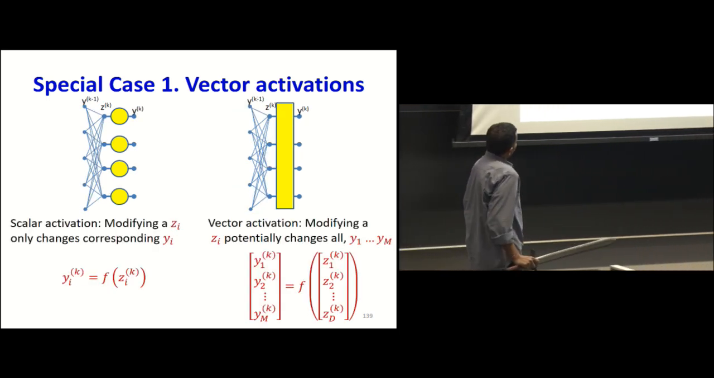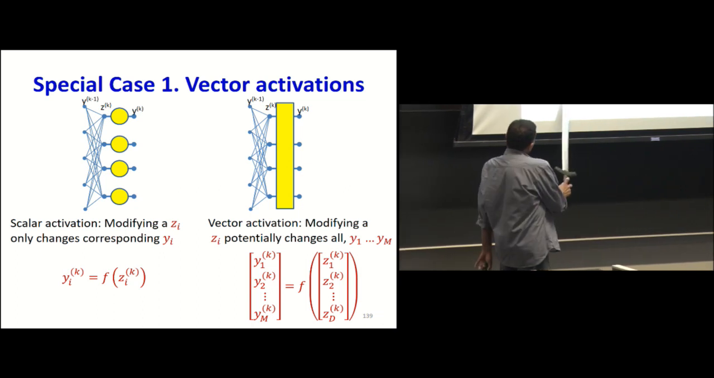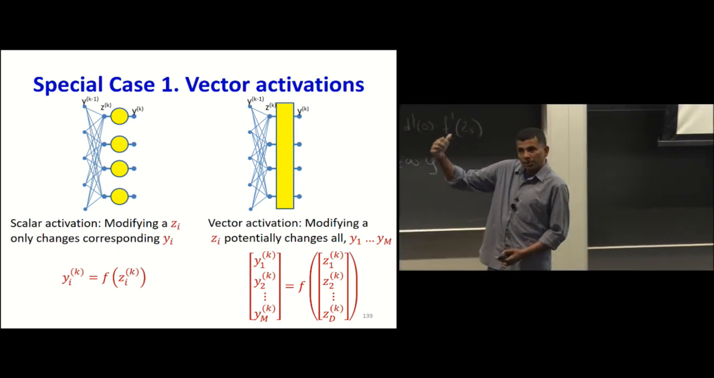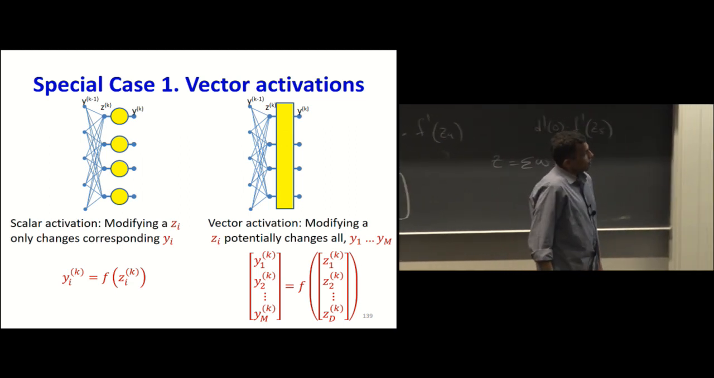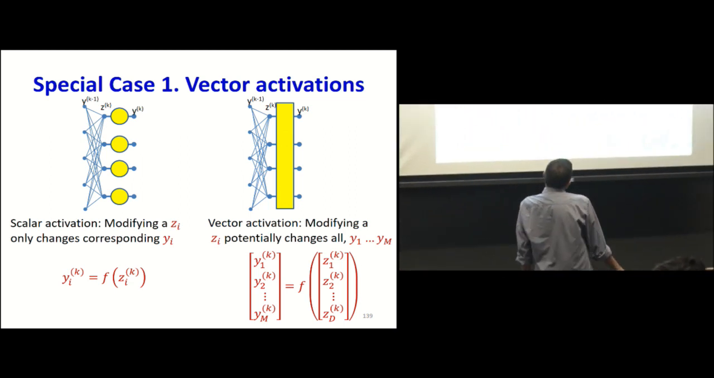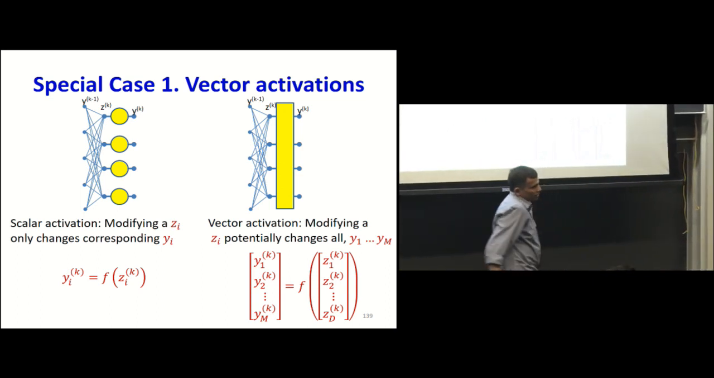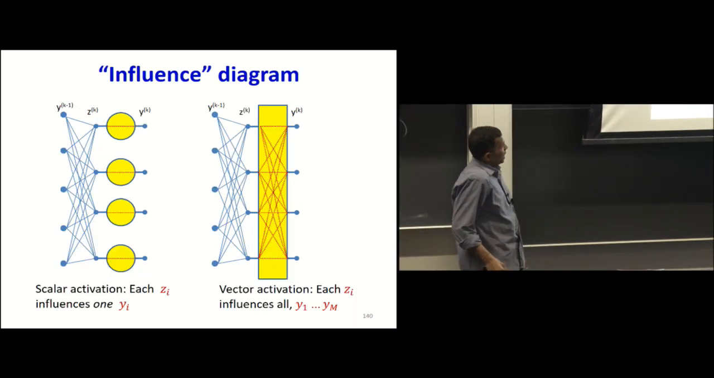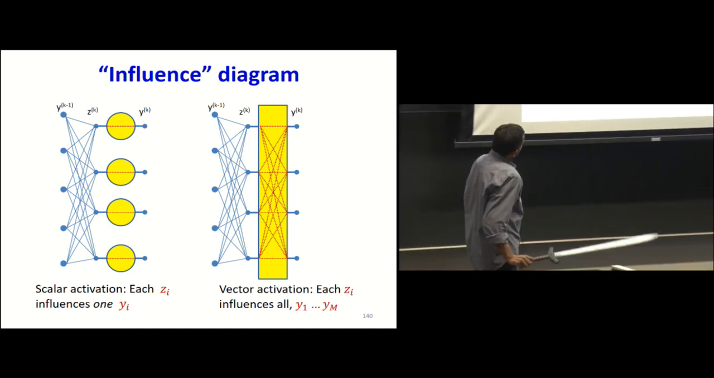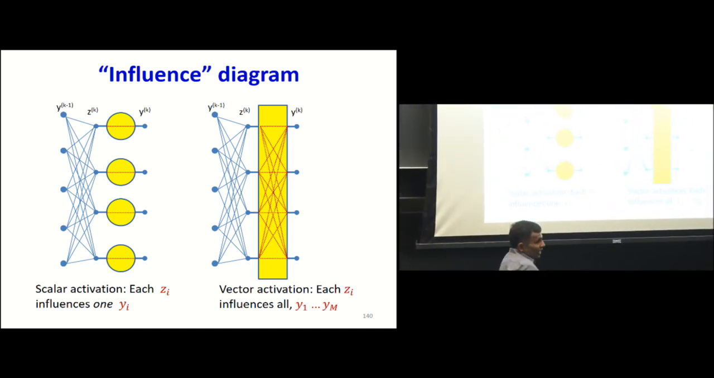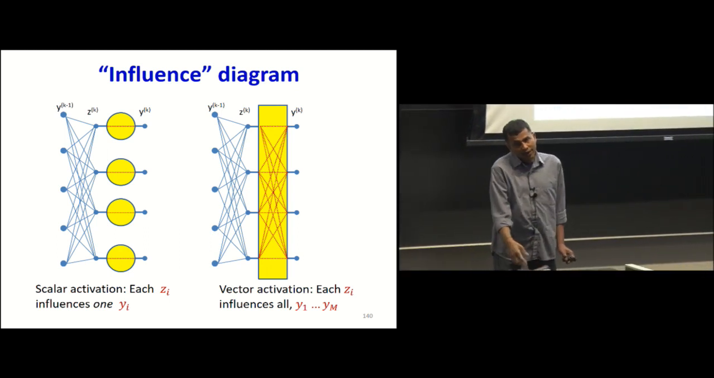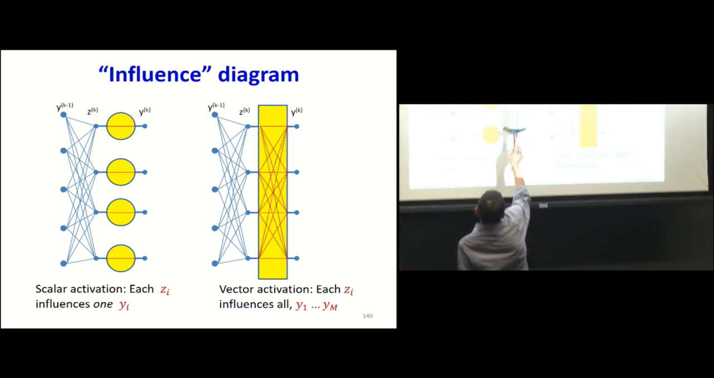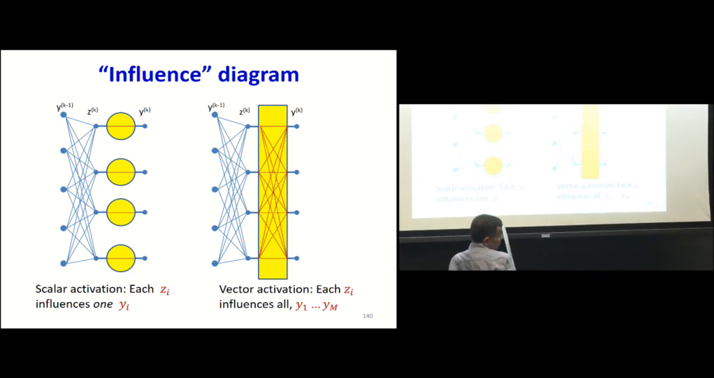Now, in a scalar activation case, I can just say y equals some function of z. But if I'm thinking of collections of inputs affecting collections of outputs, it's better represented in vector form, where I say that this vector of outputs is some function of the vector of inputs. It's just a vector notation. When I have a scalar activation, each z only influences a particular y. So if I want to compute the derivative of the error with respect to a z, I just need to compute the derivative of the error with respect to the corresponding y, and then multiply that by the derivative of this y with respect to the z.